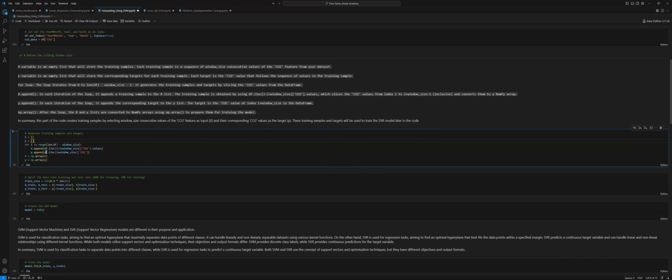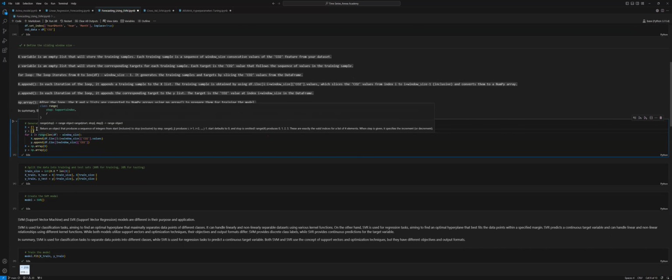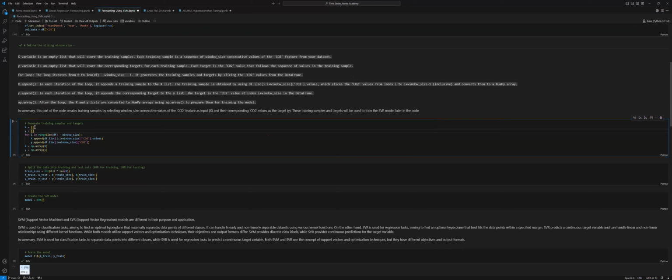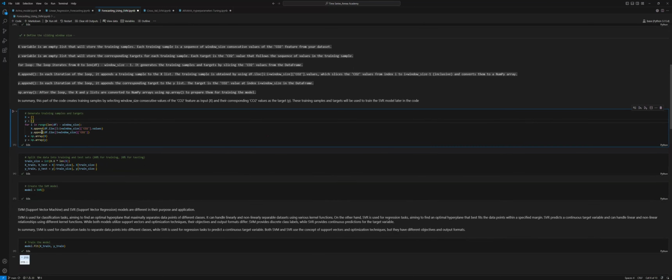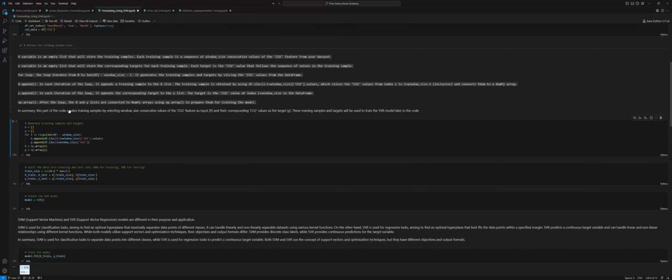In a situation where this is our target, X is for the features and Y is for the target. But in this case, we have only one column, or only one variable. We are taking some part as target and some part as features. We have now taken this size. We are now using window size.